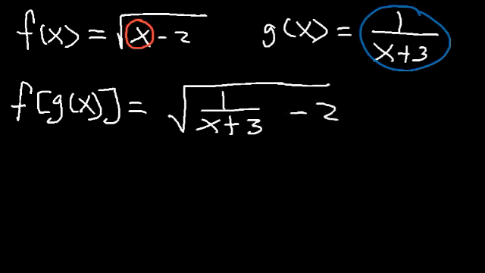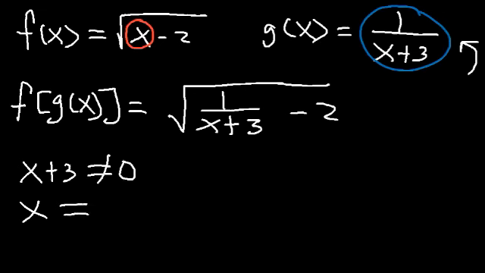So g is the input function. So we need to find the domain of the input function. We don't have to worry about the domain of the output function. So we don't have to worry about this for now. So here we have a rational function. We have a fraction. And we know that the denominator cannot be 0. So therefore, x cannot be negative 3. So that's the first restriction.